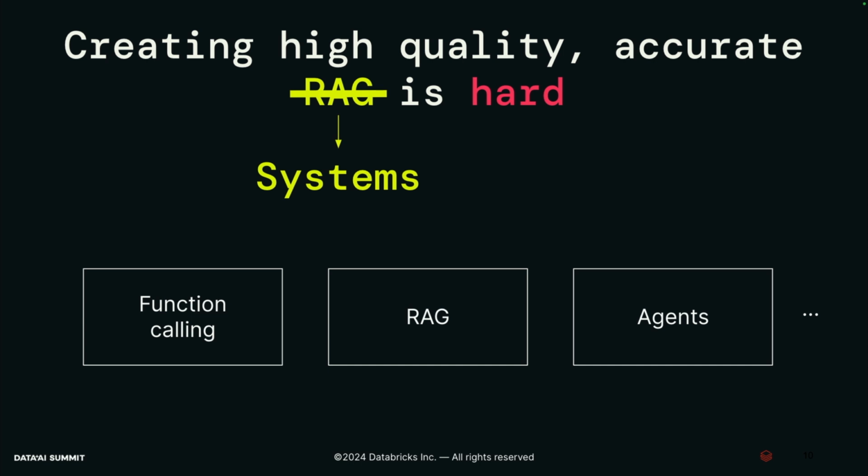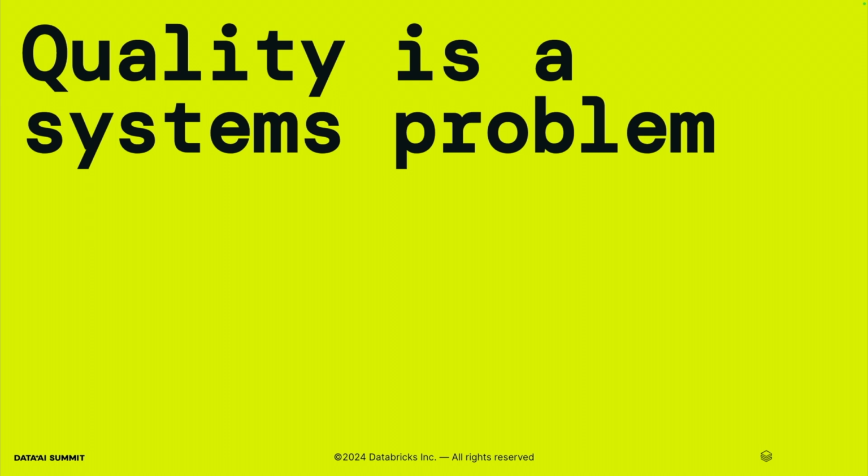We heard a lot this morning about compound AI systems, and RAG is just one flavor of compound AI systems. More generally, creating high-quality, accurate systems is hard. Essentially, a compound AI system is any system in which you have a generative AI component. This could be anything from function calling, that Casey was showing us earlier, through to agents, where there's an aspect of planning as well, and what we'll be focusing on today, which is RAG. So quality is a systems problem.